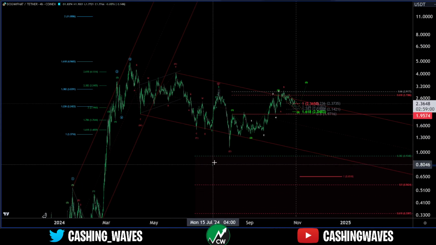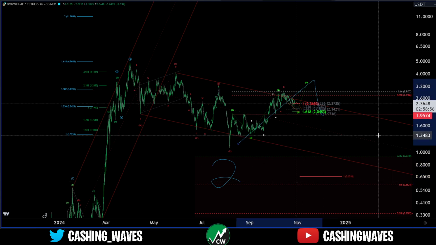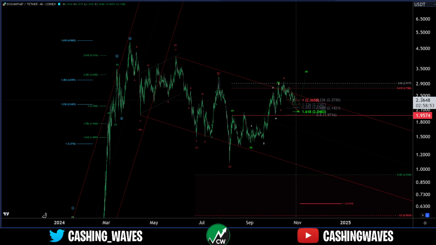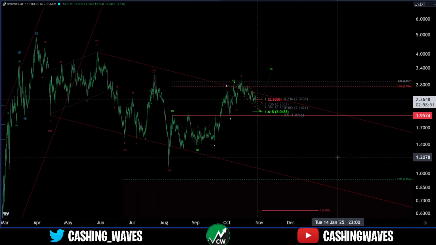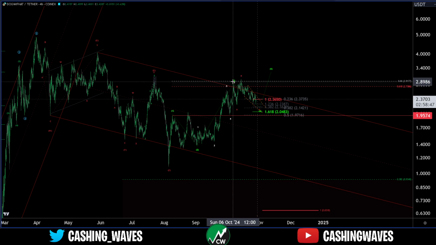I would consider the option that this is a wave 2 and this would be a 1-2 of one lesser degree. I don't necessarily think so. You can see how ugly this wave is and the count. We didn't come to the Fibonacci extensions we expect.